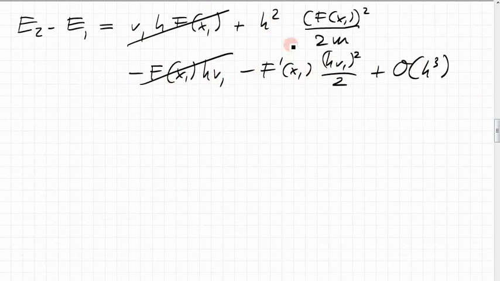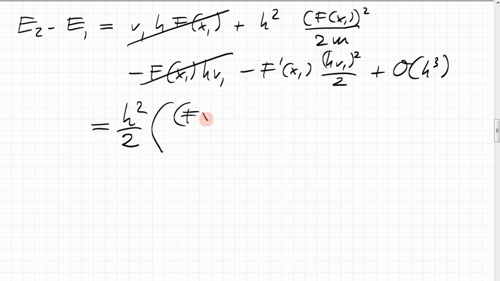Then we've got two terms with an h squared in them, plus something of order h to the third power. Let me combine these two terms with the h squared. That would be the force at the start squared over m, minus the derivative of the force at the start times the initial velocity squared. You see, this velocity comes from there.